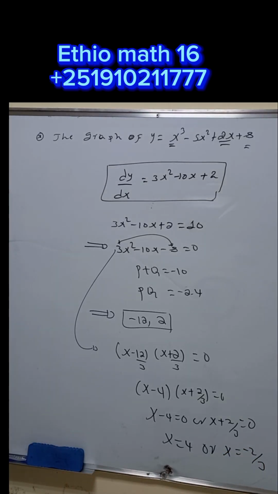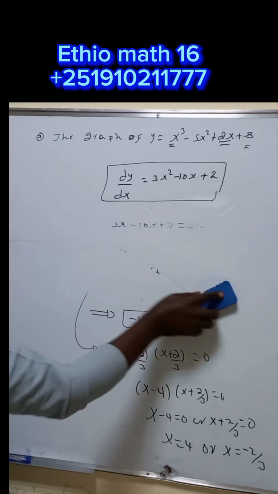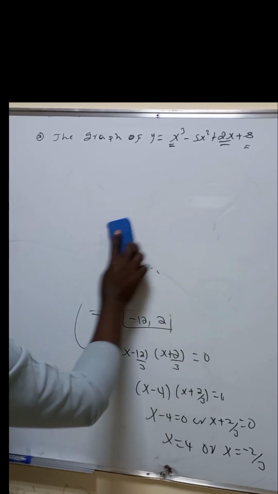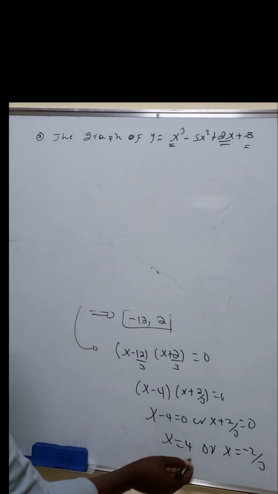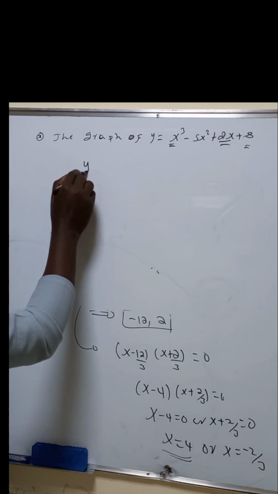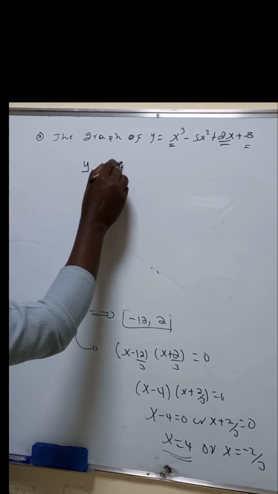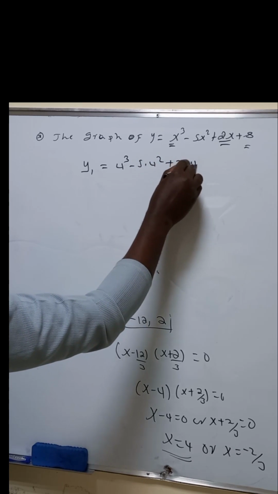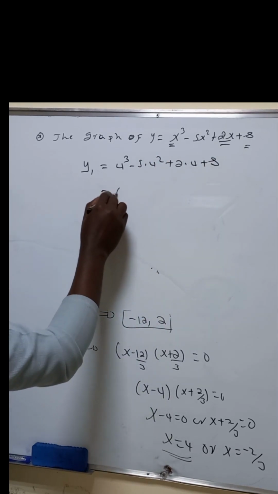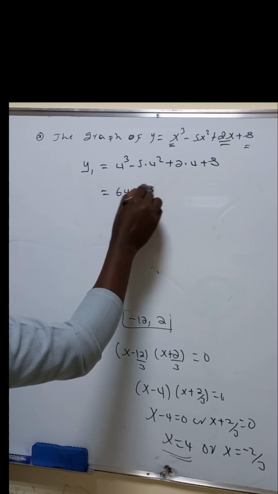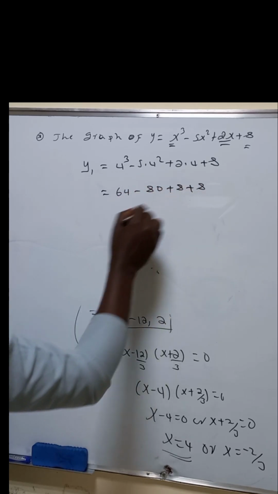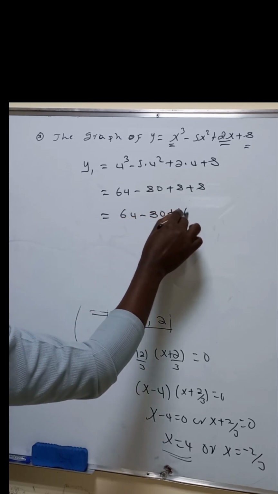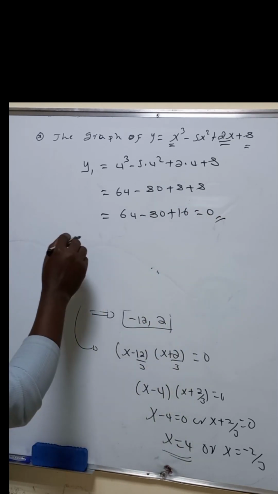Then finally, once you have the values for x, what are you going to do? Now we have to plug these values into the original function in order to find the equation of the tangent. Now when x is 4, y1 is going to be 4 cubed minus 5 times 4 squared plus 2 times 4 plus 8, and this is immediately 64 minus 80 plus 8 plus 8. So this is exactly 64 minus 80 plus 16, which is exactly 0. So what will the point be?